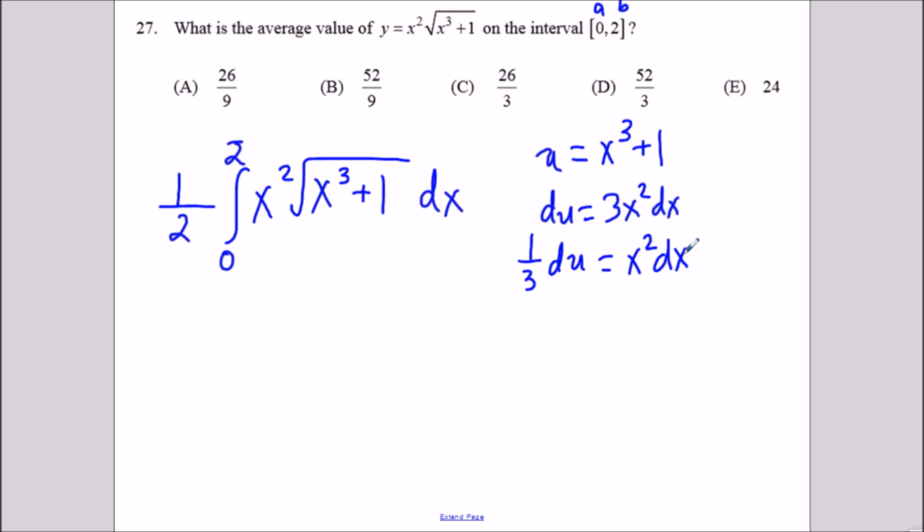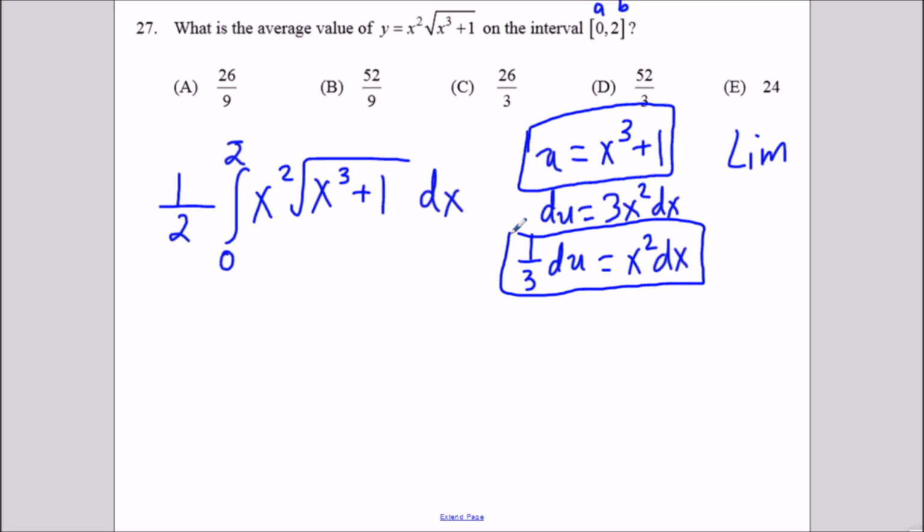But the last thing we should do is find new limits. So the new limits we could find by plugging in the old limits into our definition of u. If I plug in the old limit, 2 to the third power plus 1 is equal to 9. And if I plug in the old limit 0, 0 to the third power plus 1 is equal to 1. So these 3 components help you rebuild the integral.